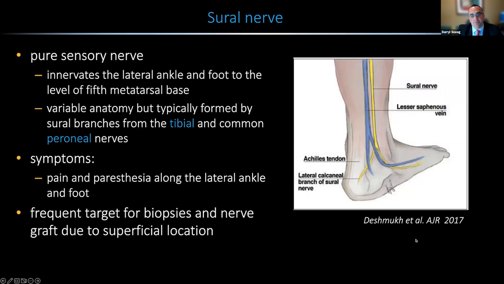So the sural nerve is a pure sensory nerve. Again, it innervates the lateral ankle and foot, to the level of the 5th metatarsal base. I briefly mentioned the anatomy. Symptoms are pain and paresthesias along the lateral ankle and foot. And it's important to know it's a frequent target for biopsies and nerve grafting due to its superficial location.